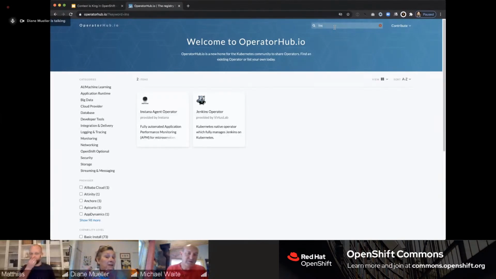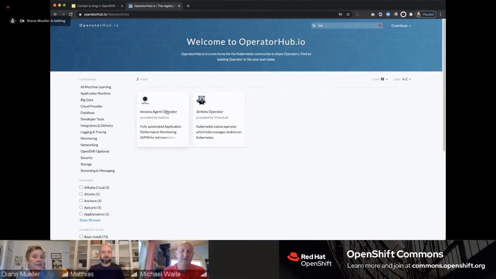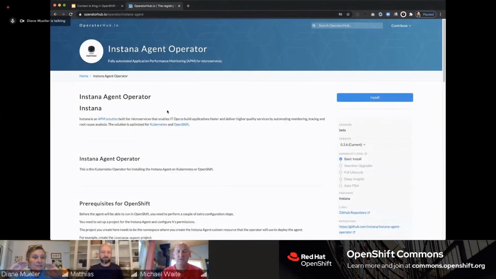So a little context is king here. OperatorHub.io runs all of the open source, runs anywhere on any Kubernetes, and then explaining maybe a little bit, Michael, what the catalog.redhat.com operators are, what that's all about.